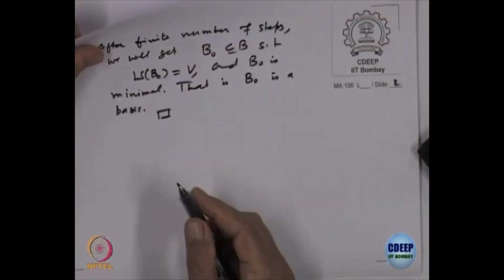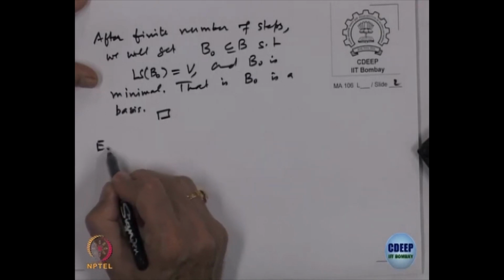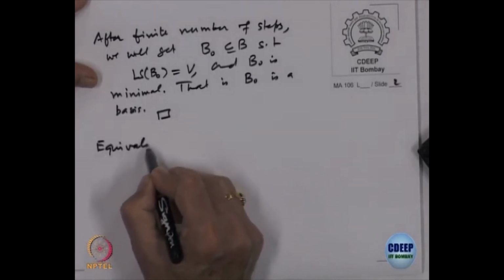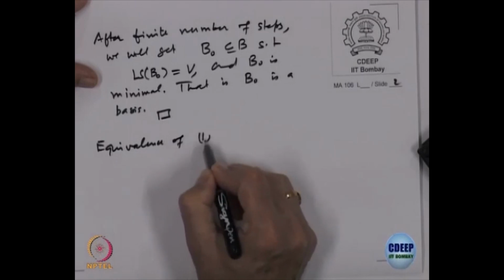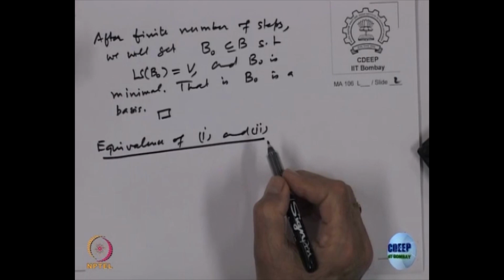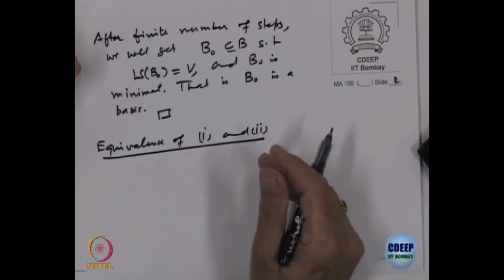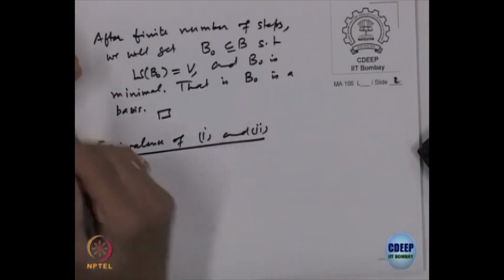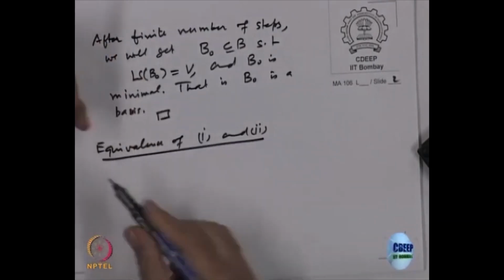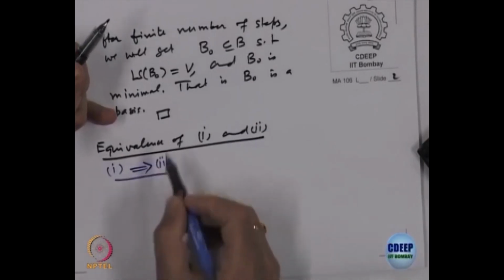Let us prove that 1 and 2 are equivalent. So, what does the equivalence mean? That means, if I assume 1, I should be able to prove statement 2. If I assume statement 2, I should be able to get statement 1 from it. So let us look at one way implication, the first one: 1 implies 2.